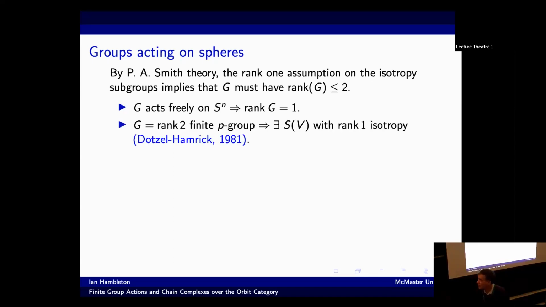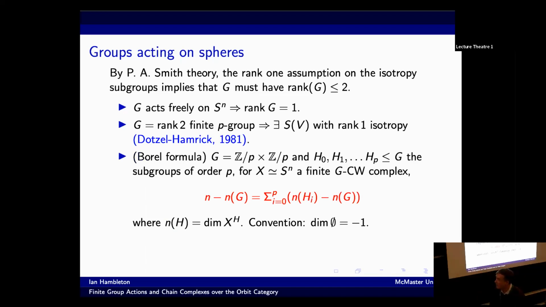Okay, so if you think about various kinds of groups of rank 2, there's the p-groups, finite p-groups. And there's a nice result from some time ago, from Hambleton and Pamuk, that says that they all admit representations with rank 1 isotropy. Well, that's representation theory.